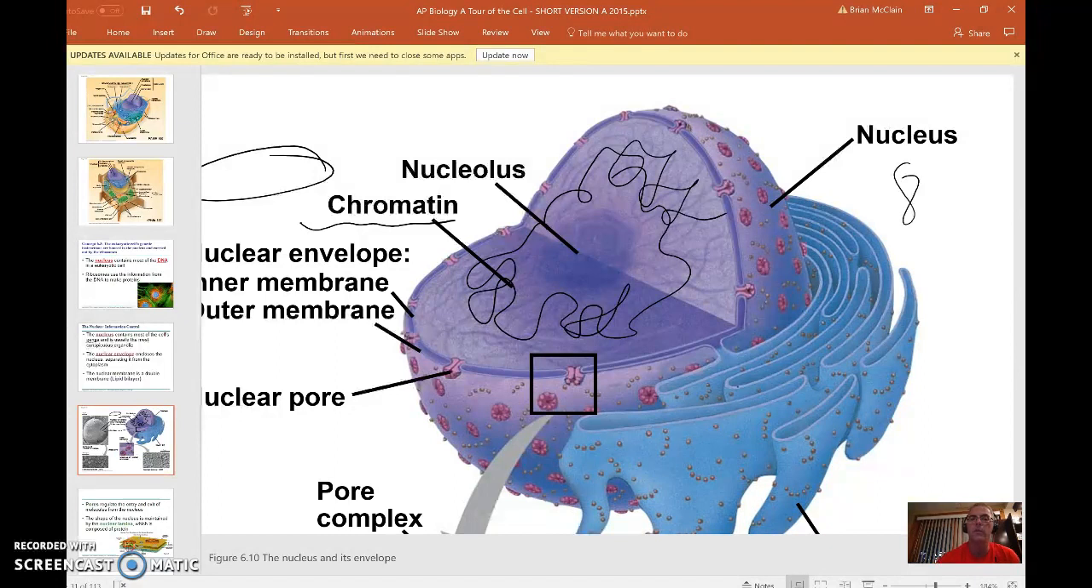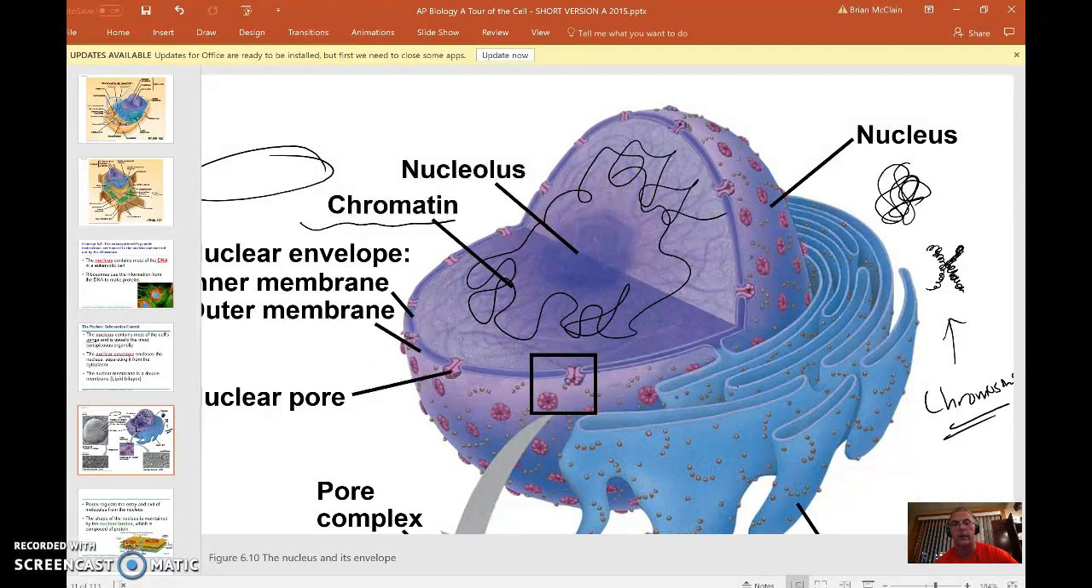Now, when you see chromatin condense up and go into this configuration, where you start to see, not a very good picture, but you start to see this is a chromosome, now you're talking about something that's going to be going through DNA replication. And we'll discuss that a lot more later on.